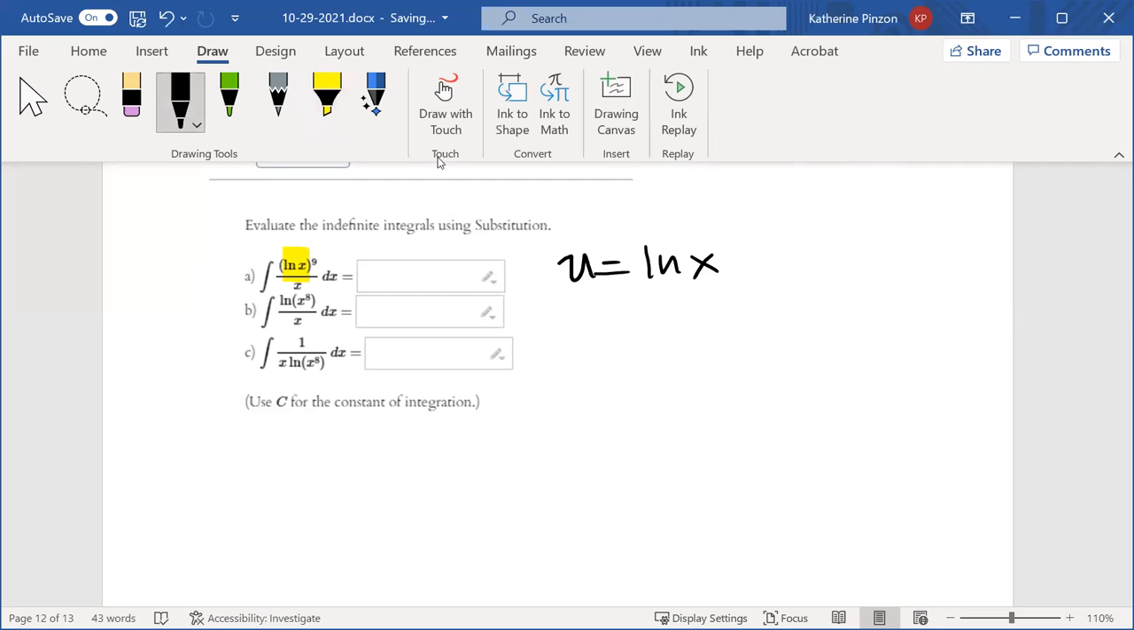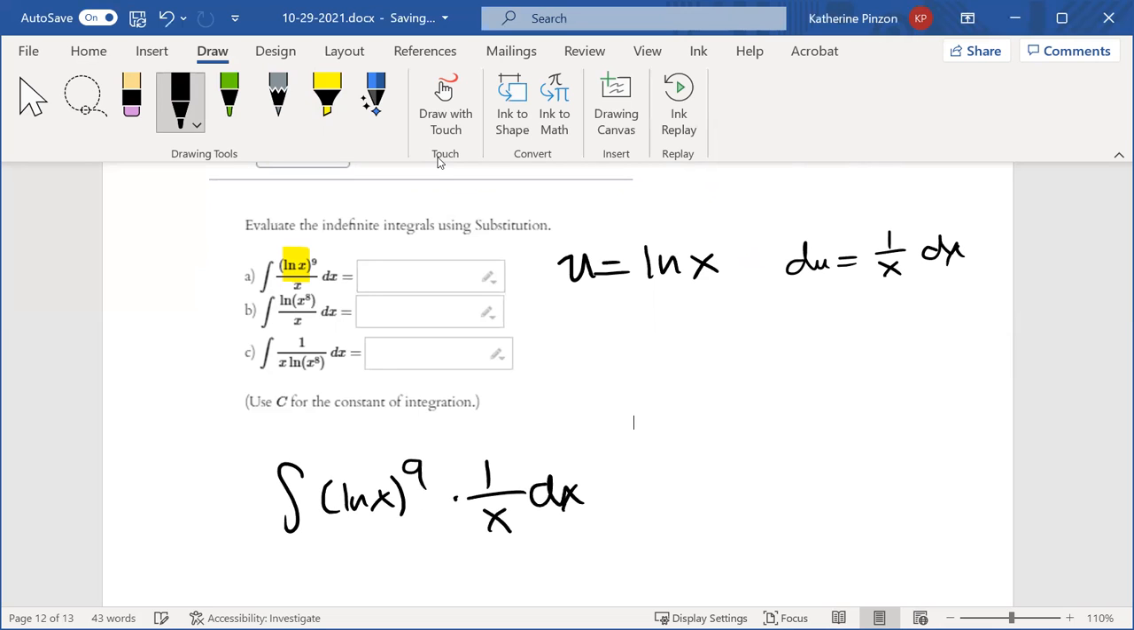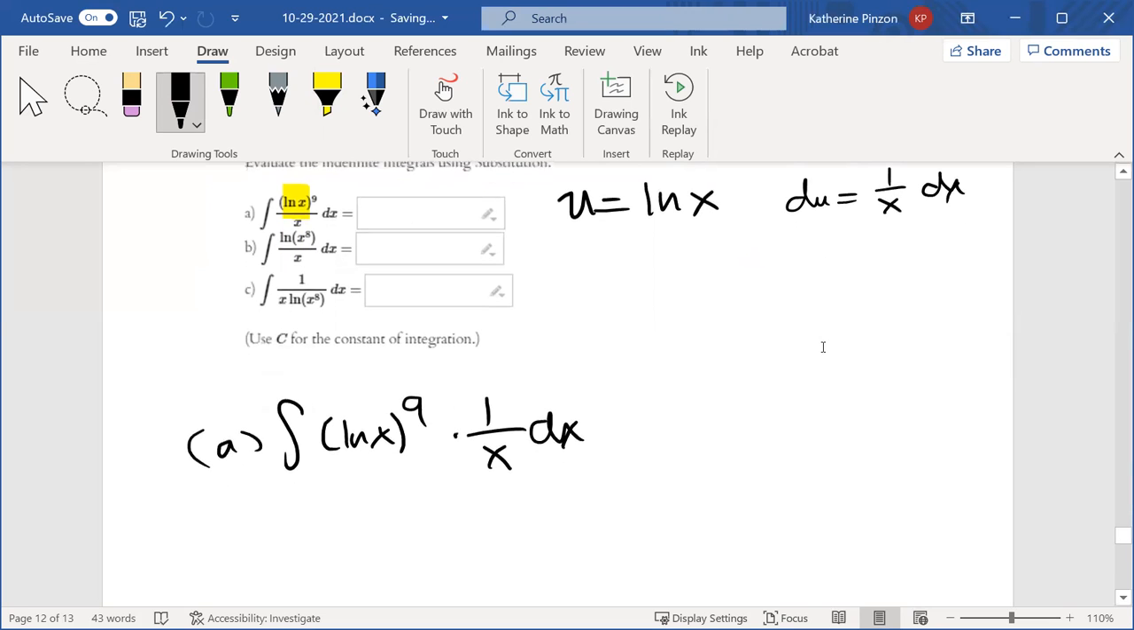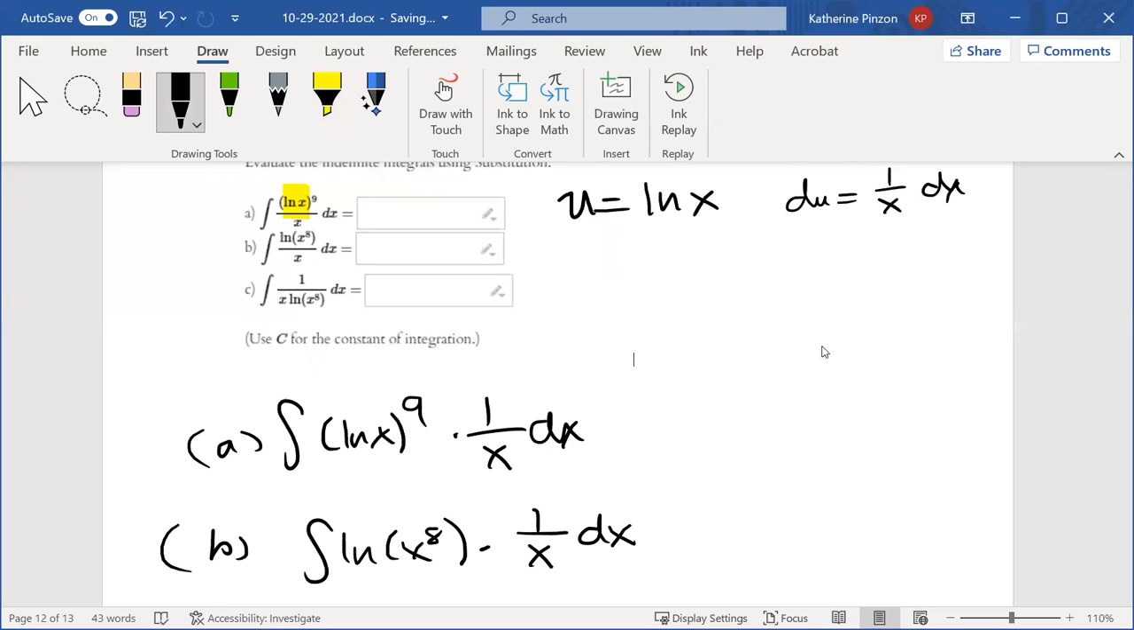What's the derivative of this guy? 1 over x dx. Okay, let's rewrite letter A. ln x to the 9th times 1 over x dx. Agree? Okay, let's rewrite letter B. ln x to the 8th times 1 over x dx. What are you going to pick for u in letter B? ln x to the 8th.